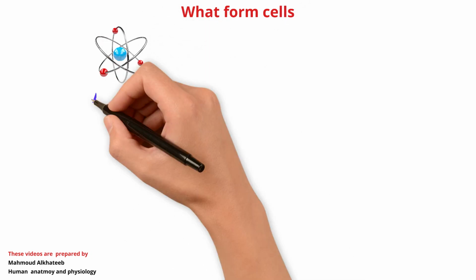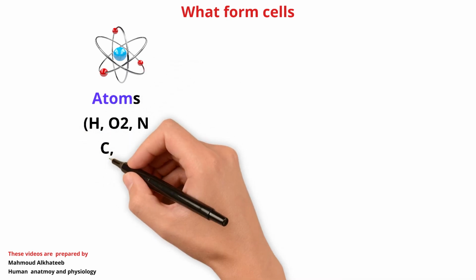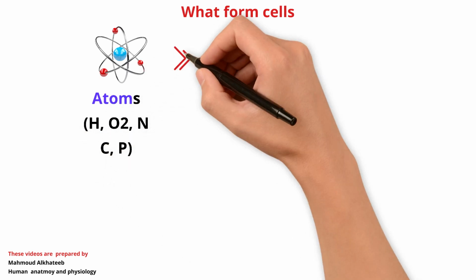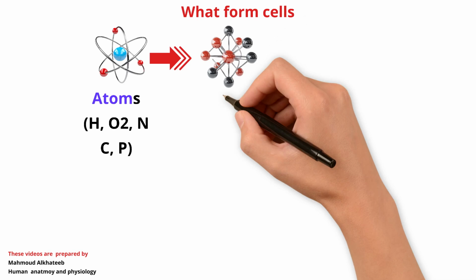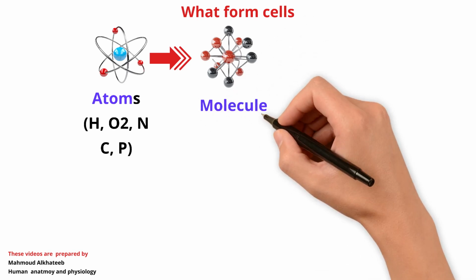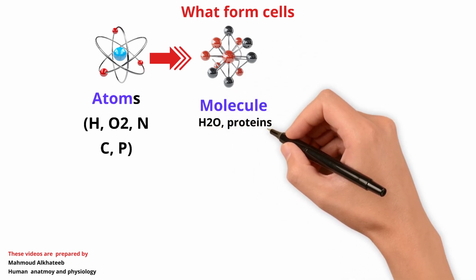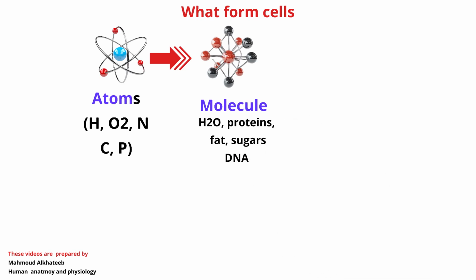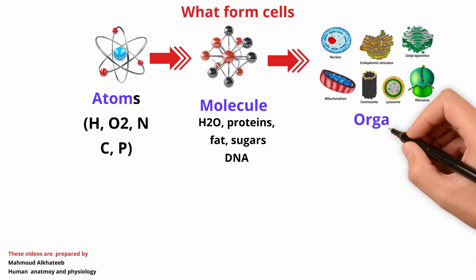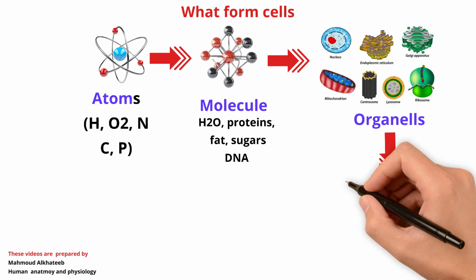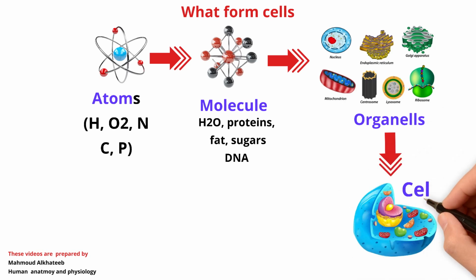Picture atoms, the basic elements like carbon, hydrogen, oxygen, nitrogen, and phosphorus, joining together to form molecules. These include water, proteins, fats, sugars, and DNA. These molecules then organize into organelles, which in turn unite to create the cell, a dynamic hub where life's essential processes occur in harmony.